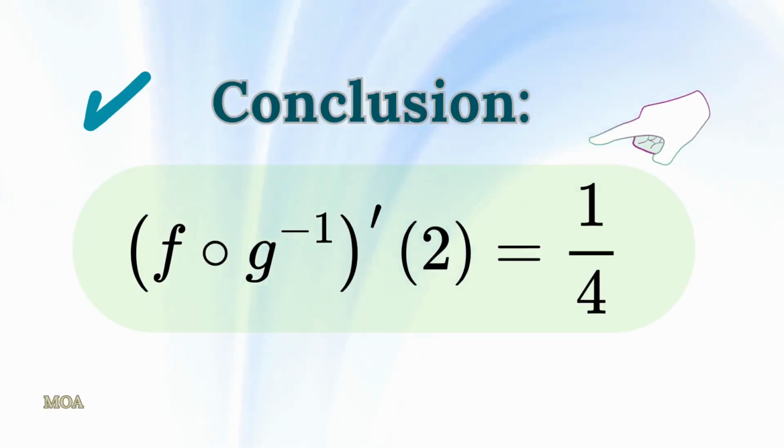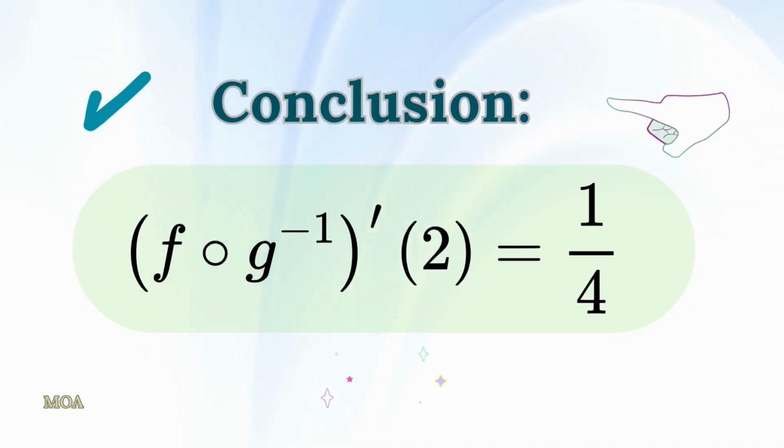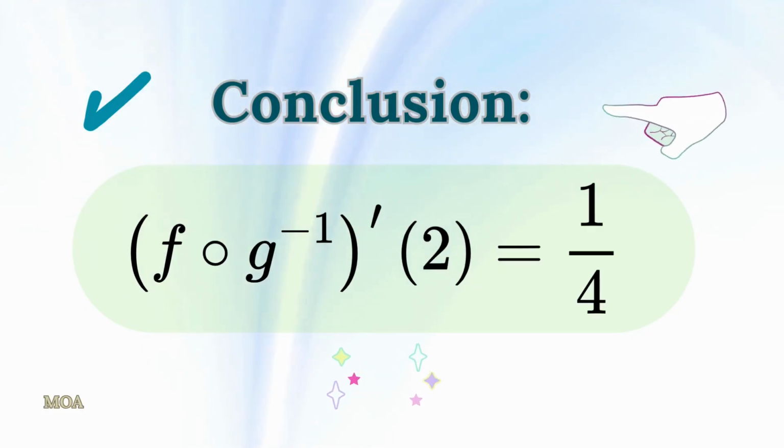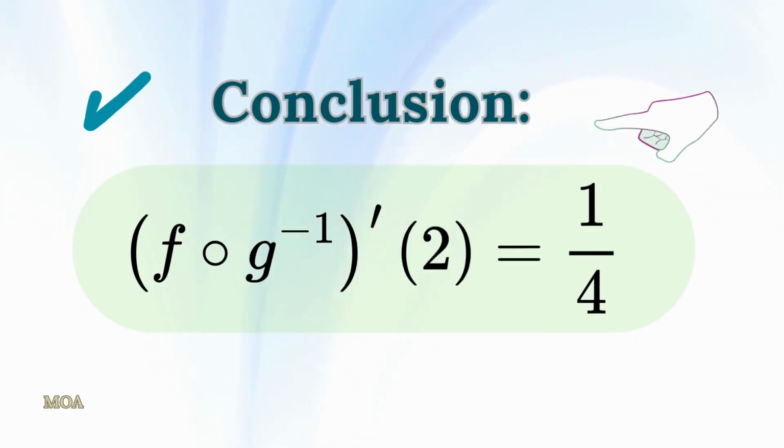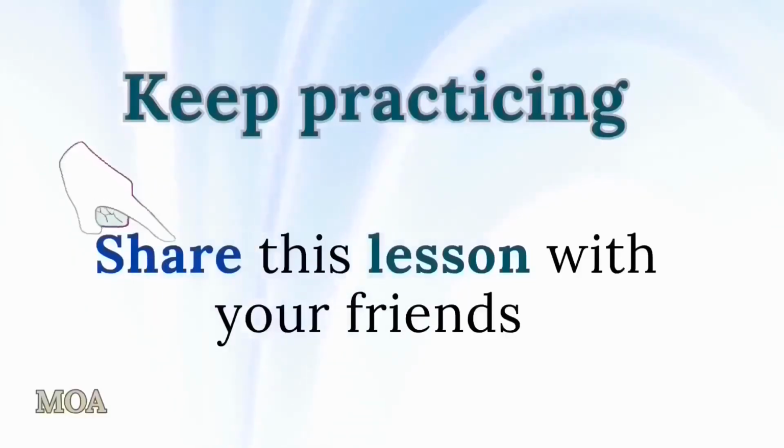Conclusion: the value of the derivative of the composite function f, composed with g inverse at x equals 2, is 1 over 4. I hope you enjoyed this step-by-step solution.